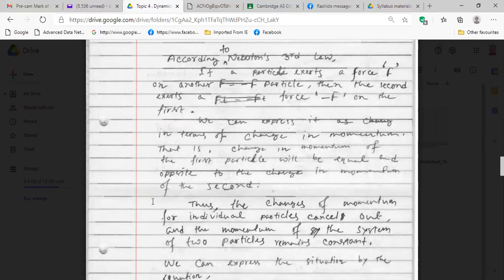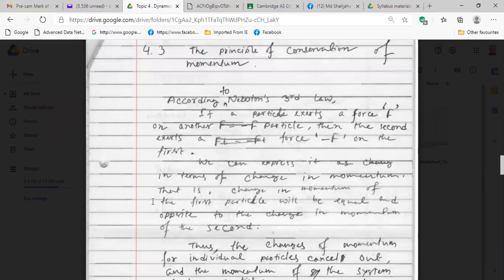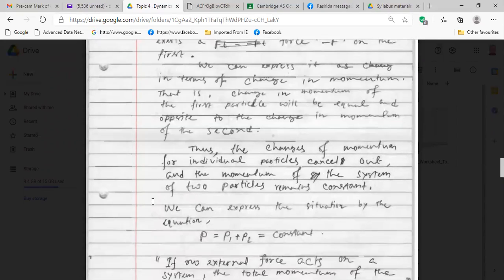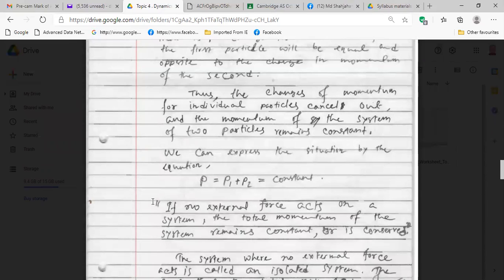We are getting the idea from here, the principle of conservation of momentum: the momentum before and after collision. We have the momentum before and after collision, and that one is constant, right? So that one is called the principle of conservation of momentum. You see, it's written here: changes of momentum for individual particles cancel out.